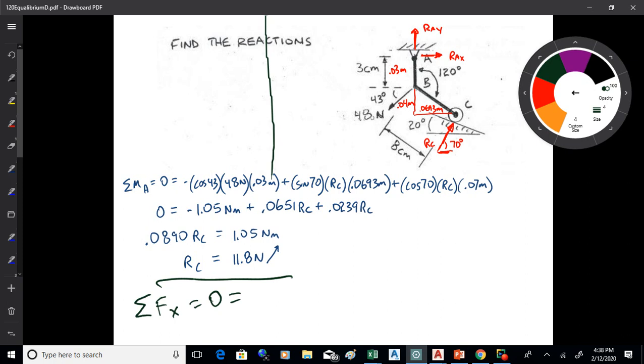Let's just start those off. Sum of Fx equals 0 equals, and then you just put the stuff that it equals in there. You'll have to use a little bit of trigonometry there again. A couple of those forces will require that.